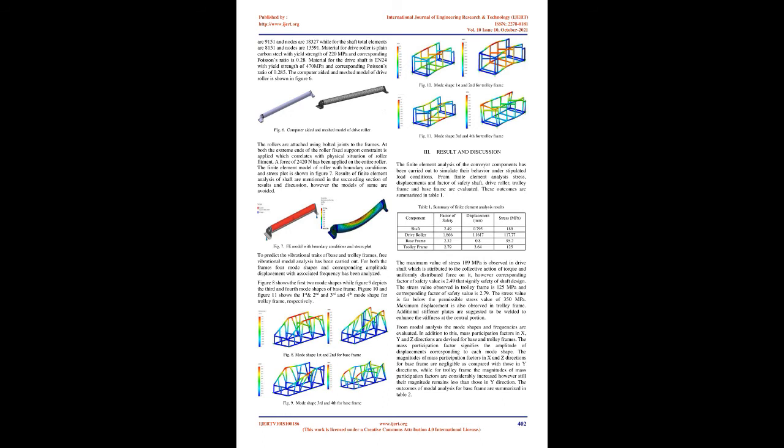To predict the vibrational traits of base and trolley frames, free vibrational modal analysis has been carried out. For both the frames, 4 mode shapes and corresponding amplitude displacement with associated frequency have been analyzed. Figure 8 shows the first 2 mode shapes while Figure 9 depicts the third and fourth mode shapes of base frame. Figure 10 and Figure 11 show the 1st and second, and third and fourth mode shapes for trolley frame, respectively. 3. Result and discussion.